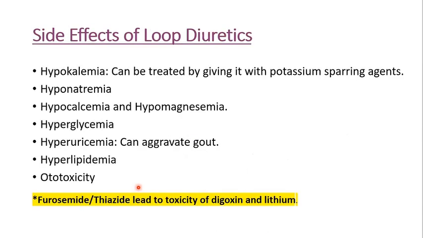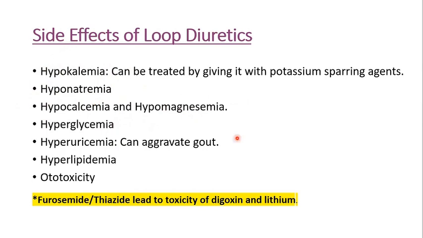अब हम side effects पे आ जाते हैं. तो जैसे मैंने कहा कि we lose all these ions. So first, looking at calcium and magnesium, when we lose them, it leads to hypocalcemia and hypomagnesemia. We also lose potassium, so that leads to hypokalemia, but that can be treated by giving it with potassium sparing agents. Then hyponatremia, obviously because we're losing sodium.